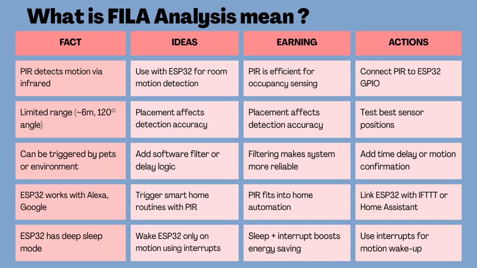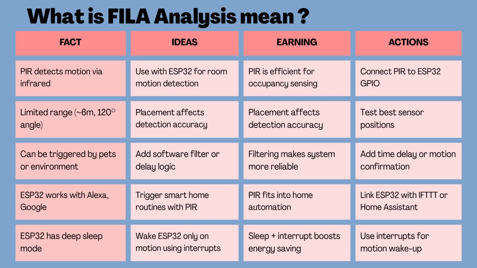Next, what does the PILA analysis mean? For the first fact, PIR detects motion via infrared. The idea is to use it with ESP32 for room motion detection. For learning, PIR is efficient for occupancy sensing, and for the action, connect PIR to ESP32 GPIO. For the second fact, limited range, which is 6 meters and 120 degree angle. For ideas, placement affects detection accuracy. Learning, placement affects detection accuracy, and for the action, test the best sensor position.